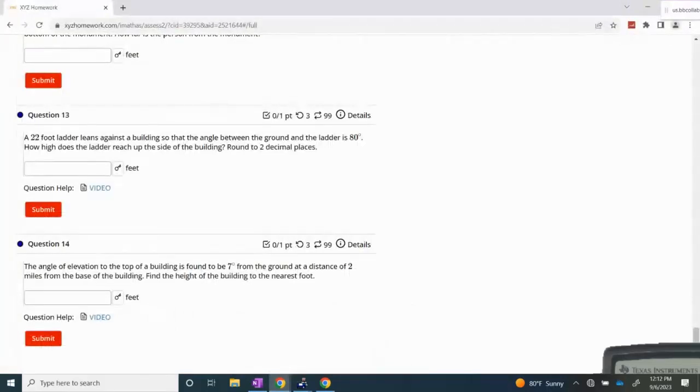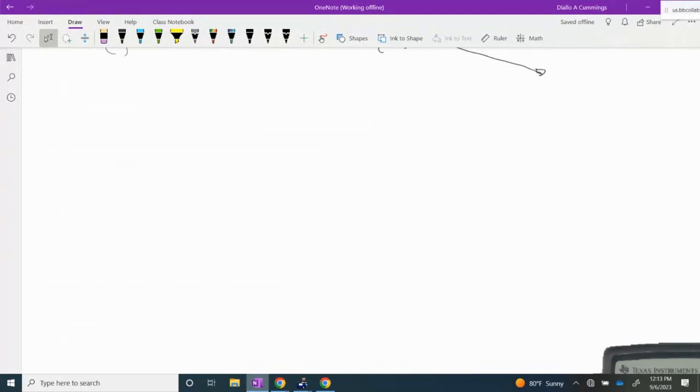All right, so it says an angle of elevation to the top of a building is found to be 7 degrees. Let me just write this down. And it says from the ground, at a distance of 2 miles from the base of the building. Okay. And that's the building. Find the height of the building to the nearest foot. All right, so this is number 14.